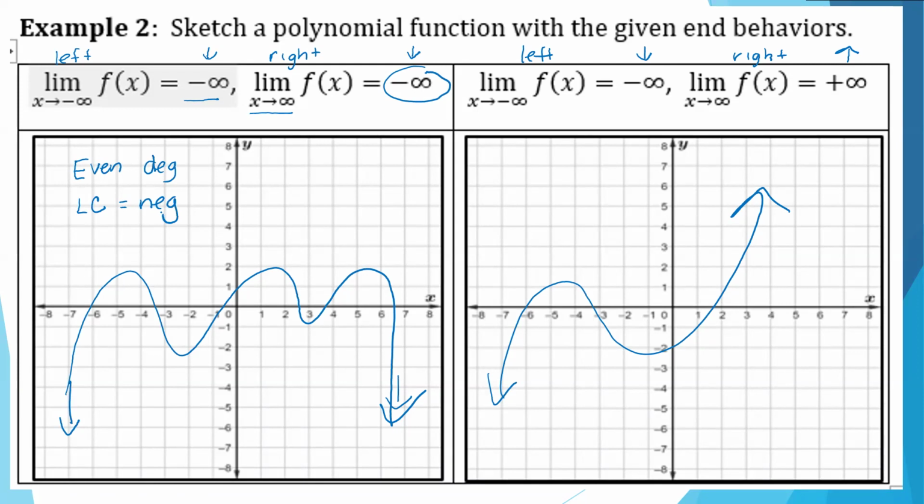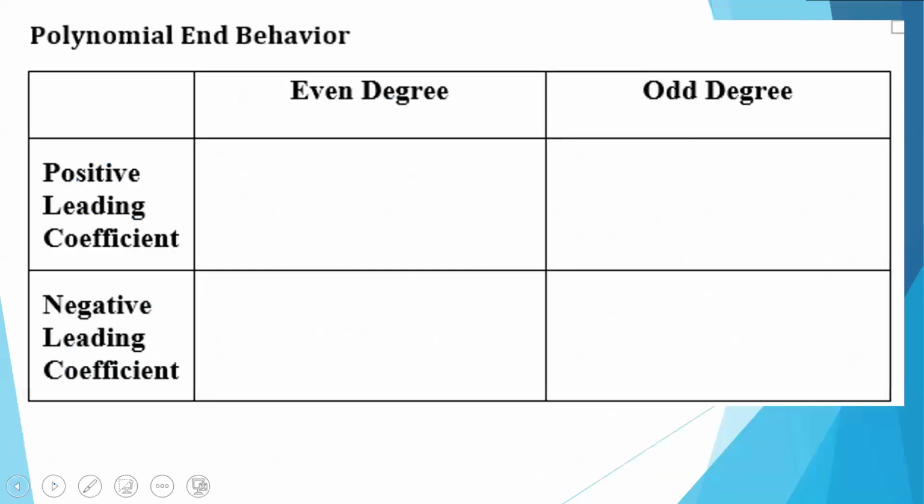This next one, opposite direction says what? It's an odd degree, right? Oh, that's easy to remember. And is the leading coefficient positive or negative? Positive. Why? Because it's trending towards up, right? Those should be pretty easy to do, right? Okay, we ready? Okay, so here we go.